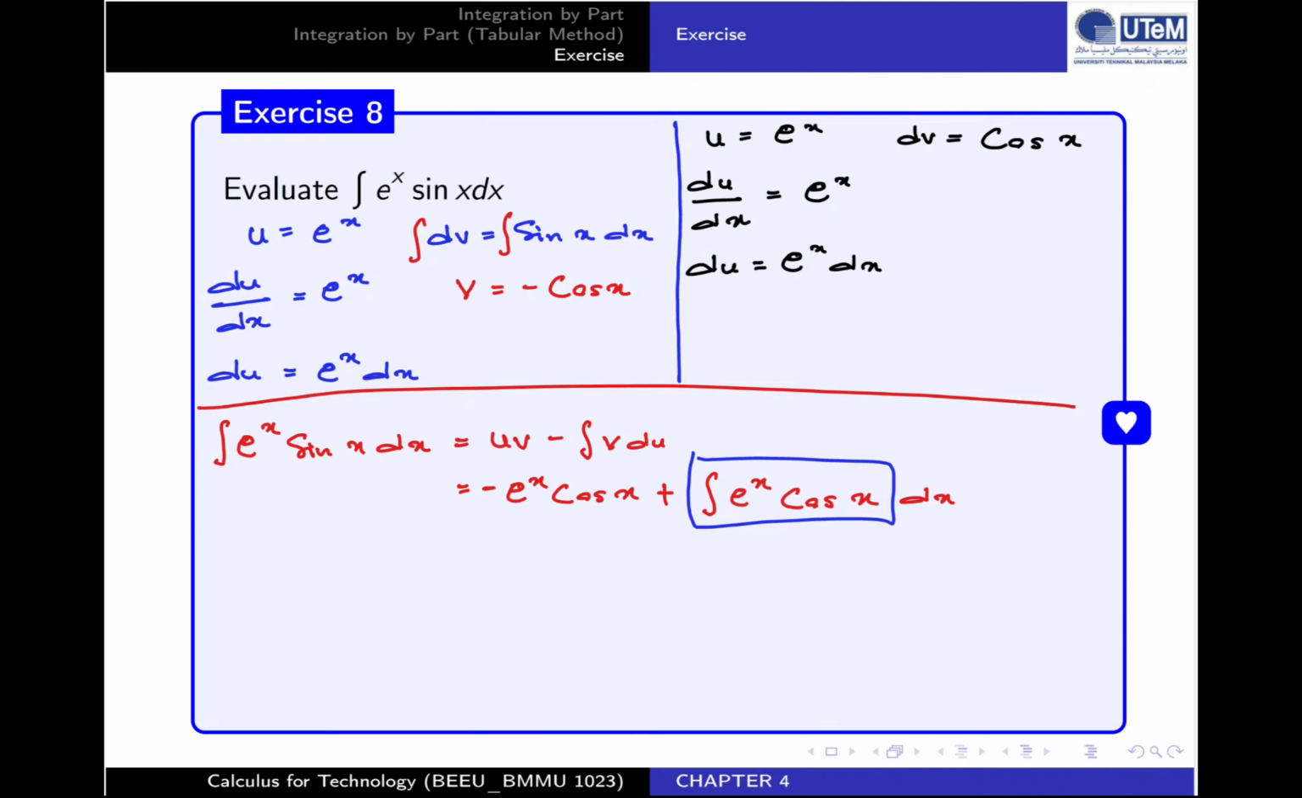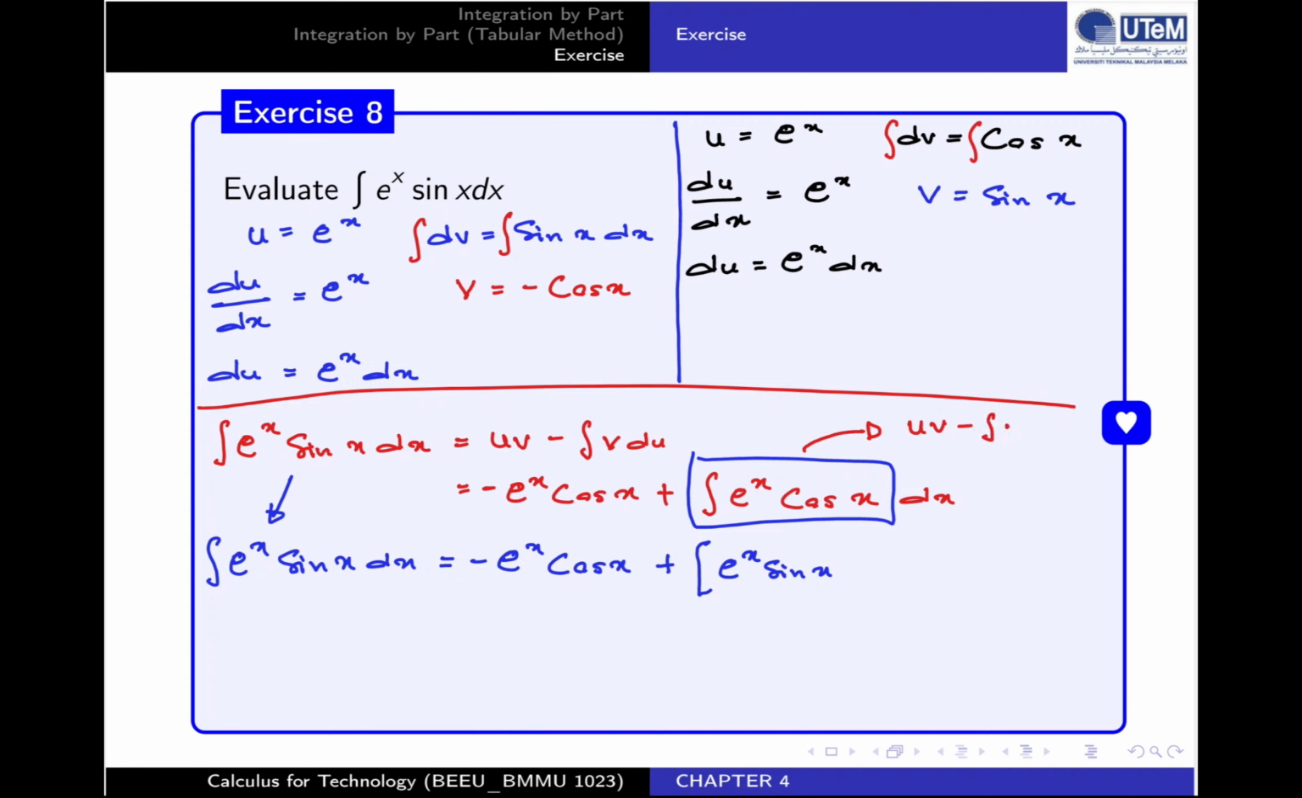And then this one we need to integrate, so we can get v equal to sine x. So we can solve this part, which is the integral of e^x sine x dx. Just take from here, equal to negative e^x cos x plus, we must put in the bracket here, e^x sine x.